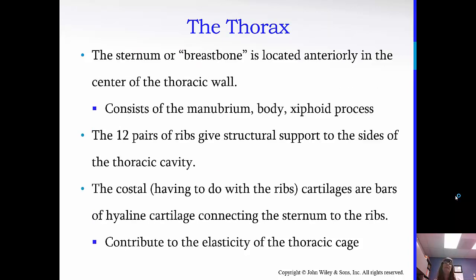The sternum, or the breastbone, is anteriorly in the center of the thoracic wall. It consists of 3 parts: the manubrium, the body, and the xiphoid process. The manubrium is at the top, the body is the main portion, and then the xiphoid process is a little kind of triangular piece at the bottom. The 12 pairs of ribs give structural support to the sides of the thoracic cavity, and the costal cartilage are hyaline cartilage that connect the sternum to the ribs. Again, hyaline cartilage, so it's the weakest cartilage, but it's the most abundant in our bodies. That helps the elasticity of the thoracic cage, so part of the reason we can breathe in and out so well.